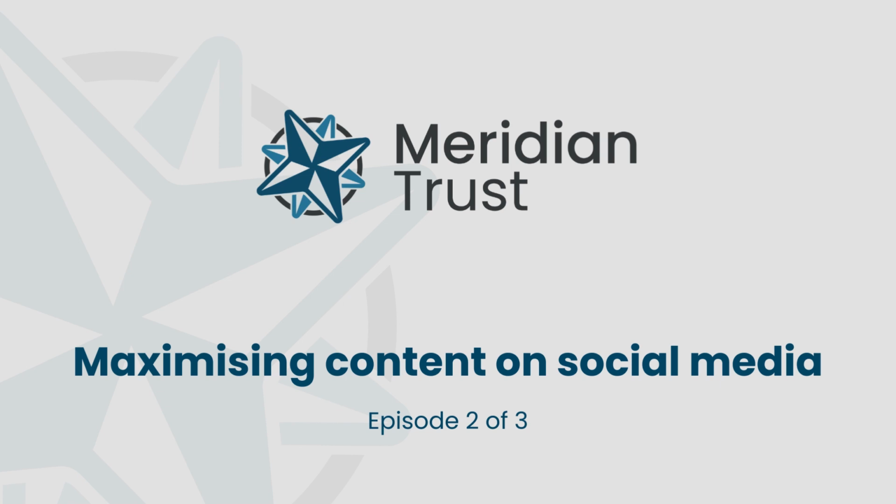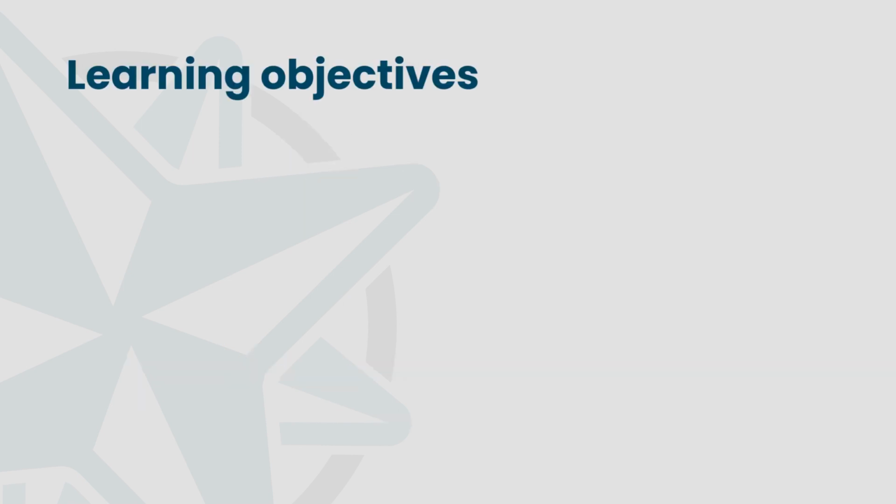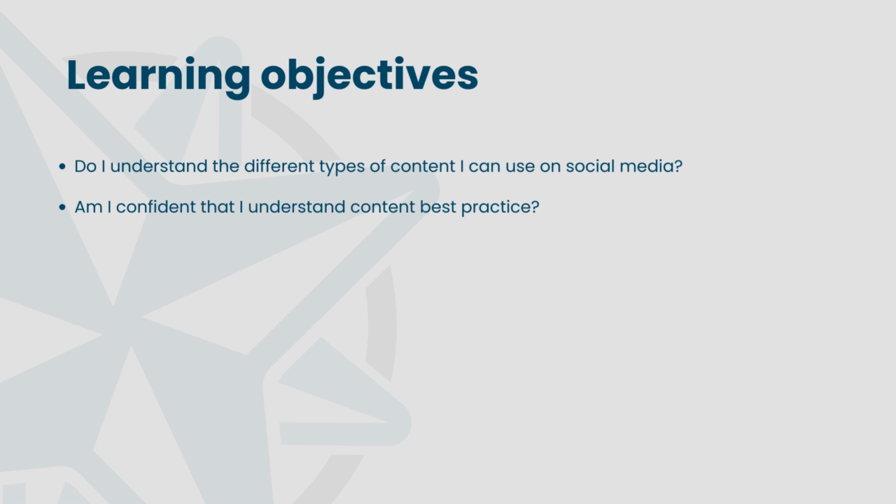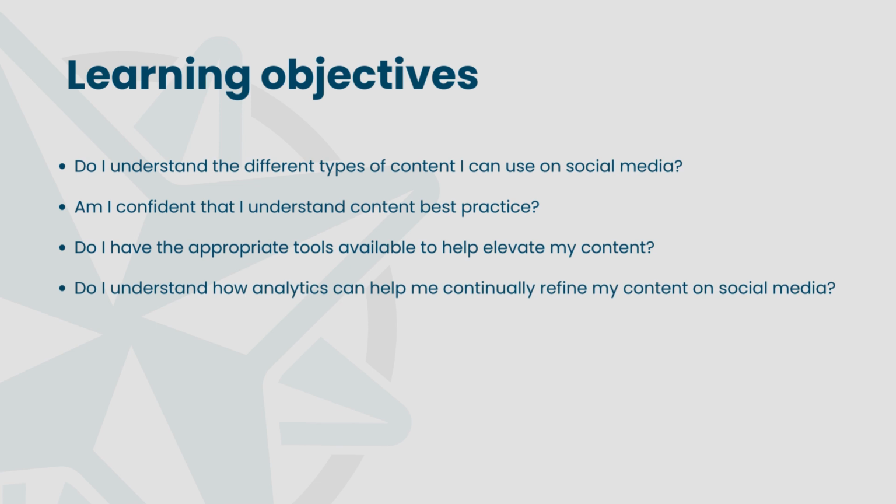Today we'll cover the topic of maximising your content on social media. Let's begin with the learning objectives for this session. By the end of this chapter, you should be able to understand different types of content and how it can be used most effectively, recognise what great content looks like, have some tools to help elevate your own content, and finally, you should know a little bit more about social media analytics and how it can help you refine what you're doing.